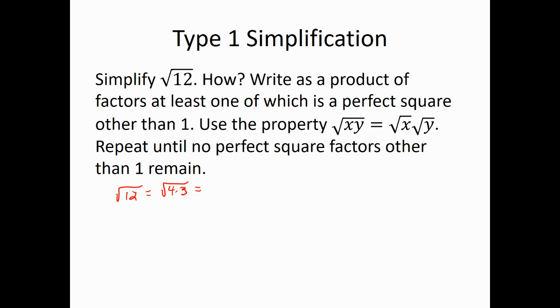Now, at this point, we will use that property that the square root of x times y is the square root of x times the square root of y. And we will write then the square root of 4 times the square root of 3. And the square root of 4 is, of course, simply 2. So we end up with 2 times the square root of 3. And that is our fully simplified answer, because 3 does not have any perfect square factors, other than 1. And if we were to pull that out, that wouldn't help at all. So that's our final answer, 2 times the square root of 3.